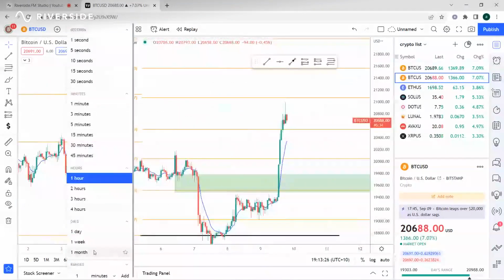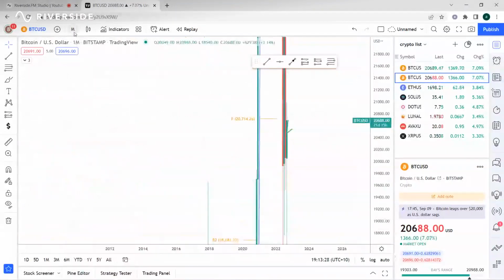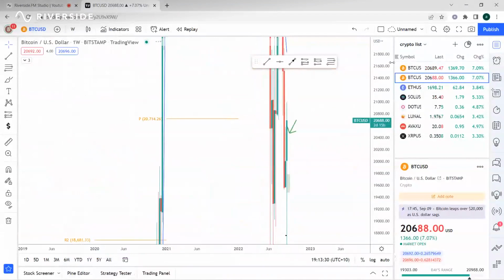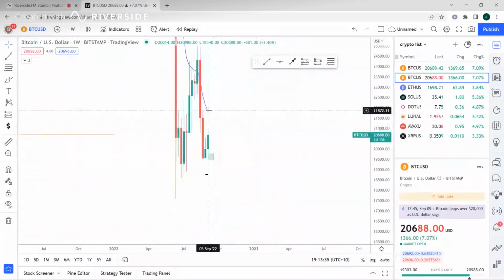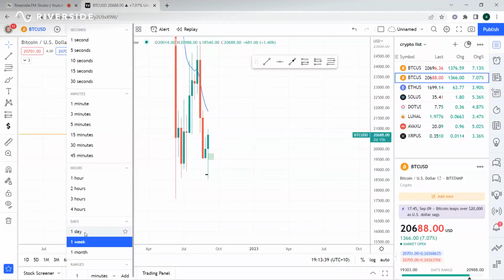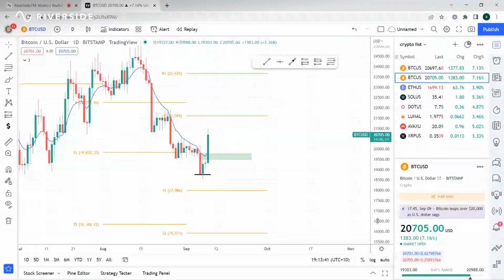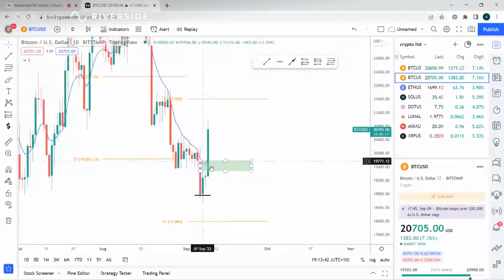If we go on the, in fact, we don't do the monthly. If we go on the weekly, for example, we can still see the EMA is quite a distance away, but look at that. Look at how far we've jumped. Then we can go into the daily. The EMA has been broken on the daily.